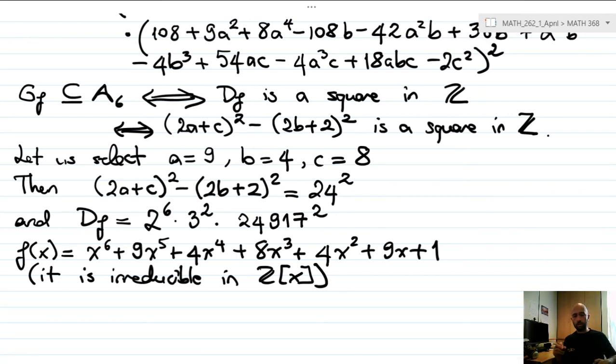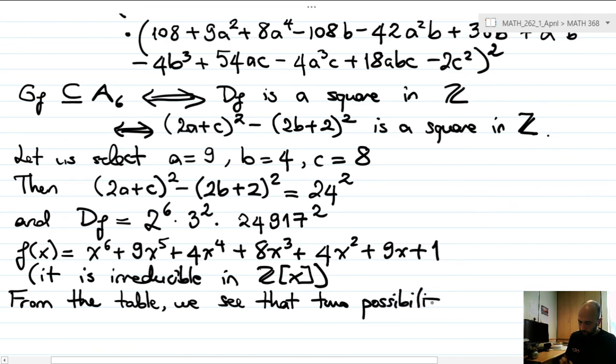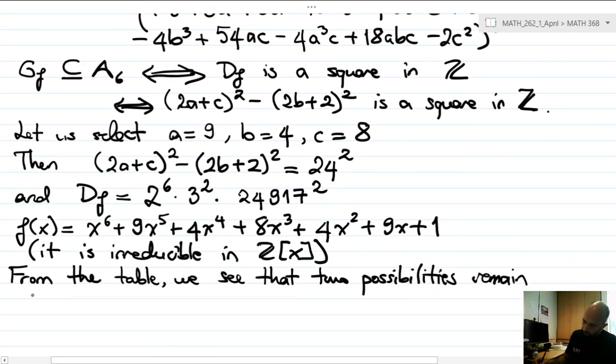Now, if we look back in the table again, we'll see that there are two possibilities left. I mean, out of these 8 remaining subgroups, only 2 were subgroups of A6. Let me not show it again, but let me write it here. These are the ones labeled T6.5. You could look up.